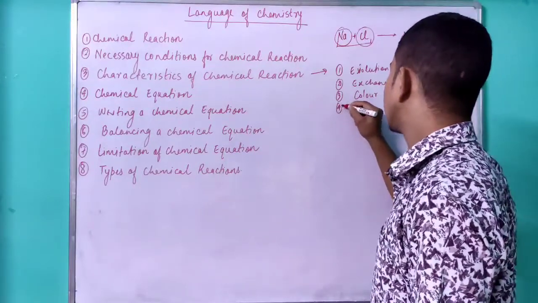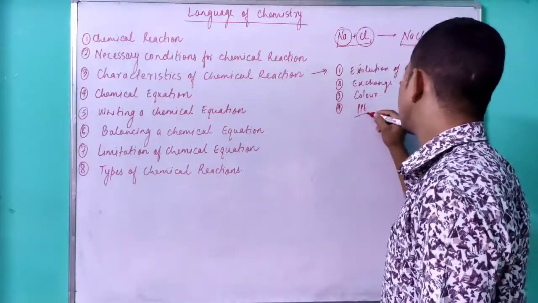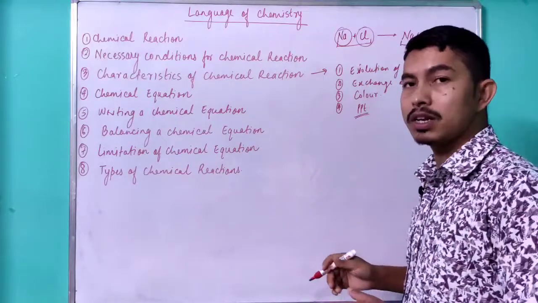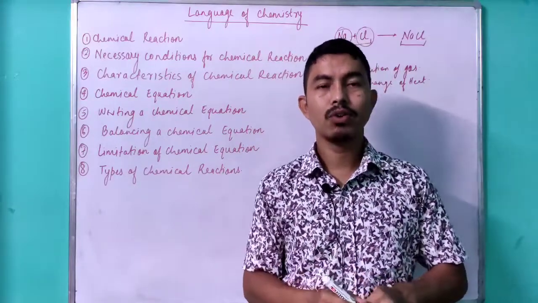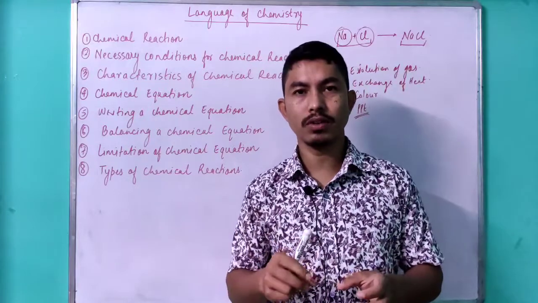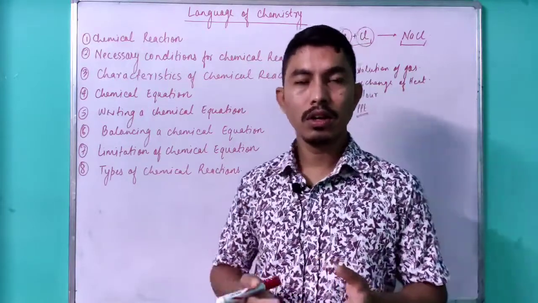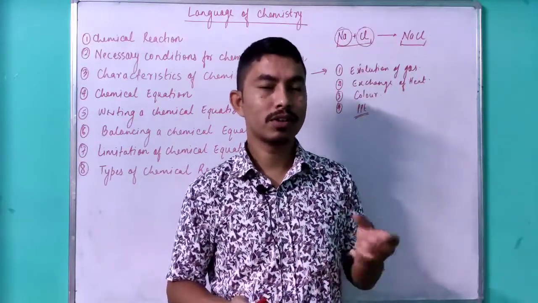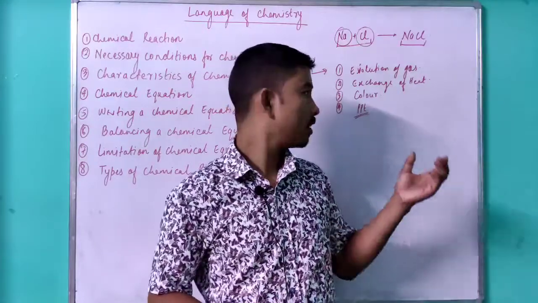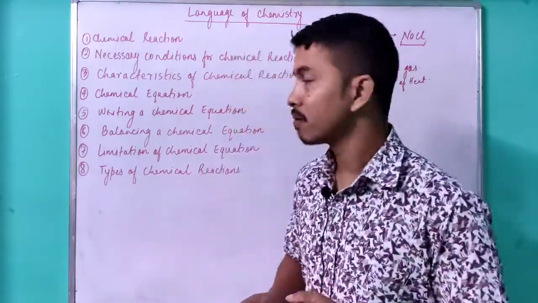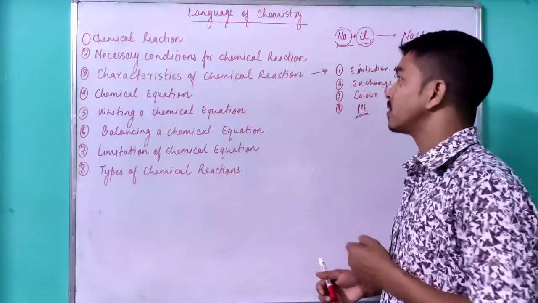Then fourth, the formation of precipitate may occur, which is written as PPT. Now what is a precipitate? The precipitate means whenever you mix two liquids or two solutions, sometimes insoluble particles are formed, just like the formation of curd. So those are known as a precipitate. So these are some of the characteristics of the chemical reaction.